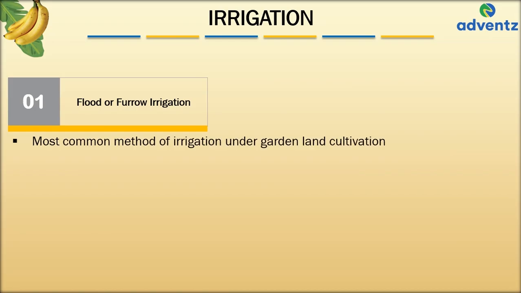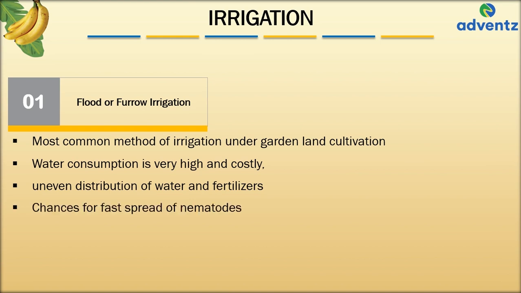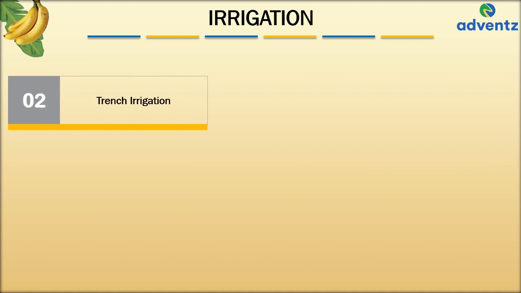It is the most common method of irrigation under garden land cultivation. In this system, the water consumption is very high and it is a very costly method with uneven distribution of water and fertilizers. There is also a chance for fast spread of nematodes in the banana crops irrigated using this method. The second type is trench irrigation.